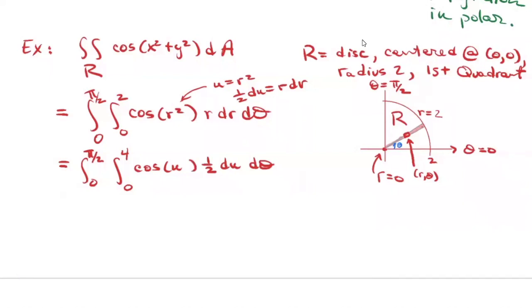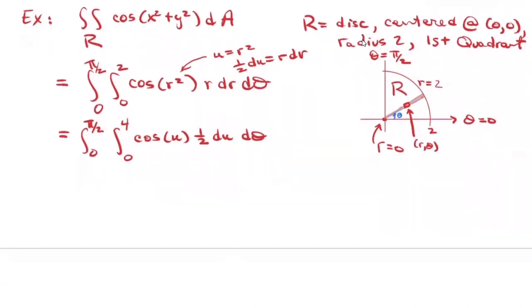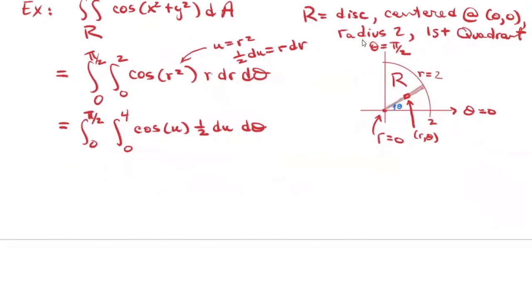Any questions? Just you. Thanks, Alicia. All right, so the half comes out and you just start plowing away. This is not pretty. Okay, so we get 0 to pi over 2. Let's bring that 1/2 out.